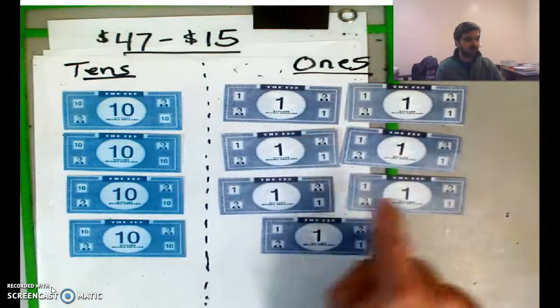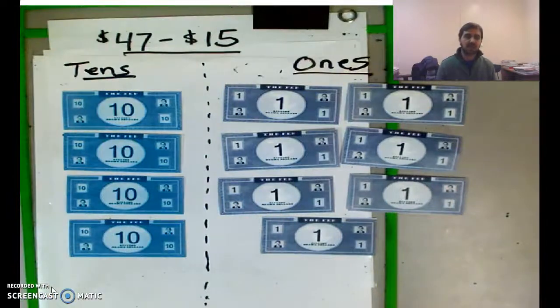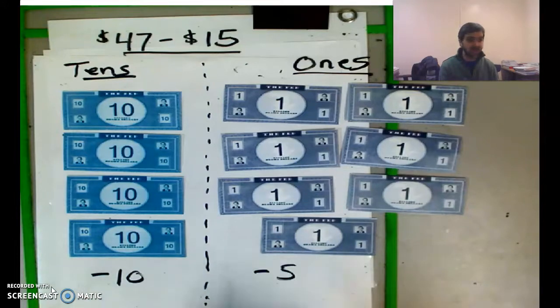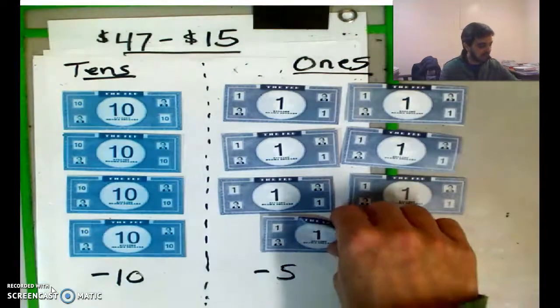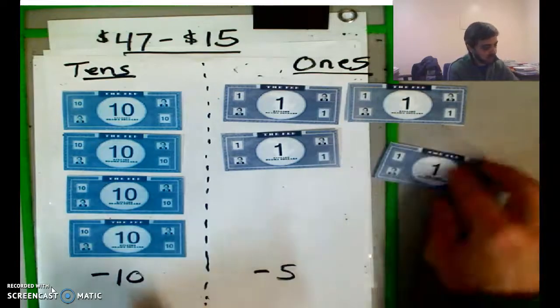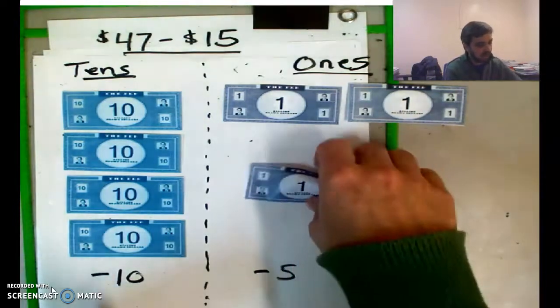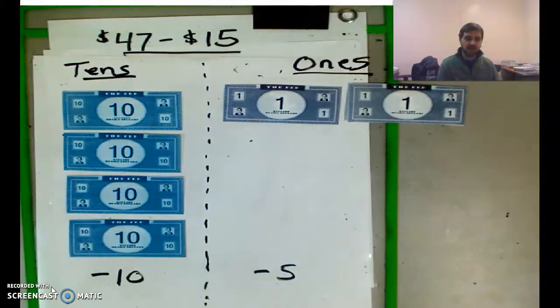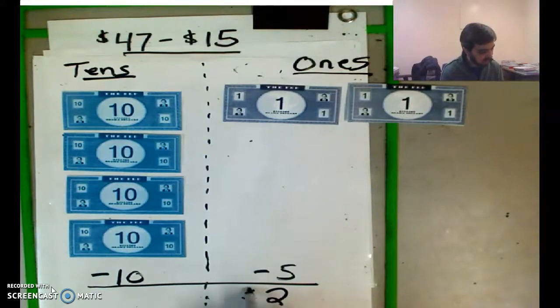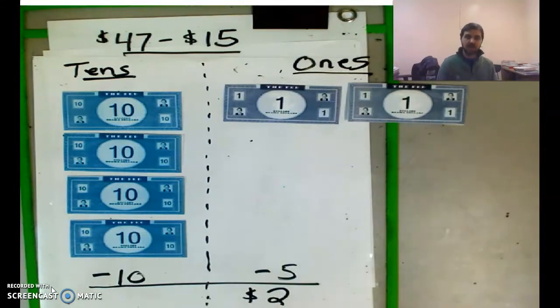1, 2, 3, 4, 5, 6, 7. So I have $47. So I'm subtracting 15. So that means I'm going to take away 10 here and take away 5 here if I can. All right. So let's see. If I start with my ones place, I take away $5. 1, 2, 3, 4, and 5. All right. So that worked. Okay, so that means I'm still left with $2. Okay? And it looks like on this side, I just need to take away $10.